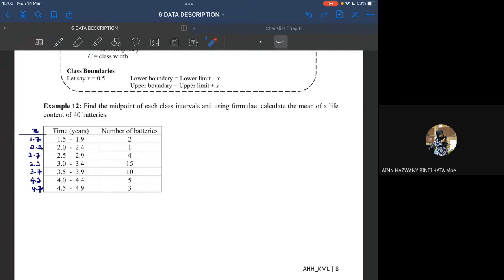So calculate the mean of a live content. Sekejap ya, bagi saya 1 minit je.